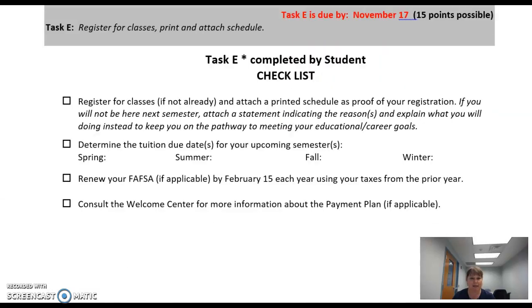And then the last step will be to actually go and register for classes. So you go in, you register, you'll get a schedule, and you can just send me a screenshot of that schedule as proof of your registration. Again, if you're not going to be taking classes here next semester, you can just write up a little statement that indicates that. Maybe you're transferring, maybe you're finished, maybe you have some other plans, and you can just tell me that instead.